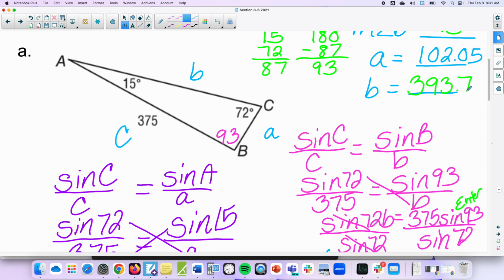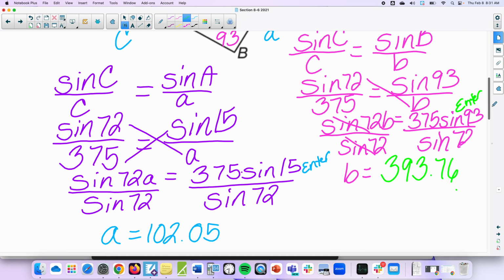393.76. One way that you can kind of check your answers here, do you see how little a is across from 15, the smallest angle? That tells us little a should be the smallest side, and angle B is our biggest angle, so little b should be our biggest side. And then 72 is our middle, so C should be between these two, and it is, okay?